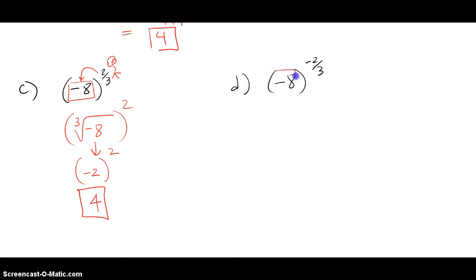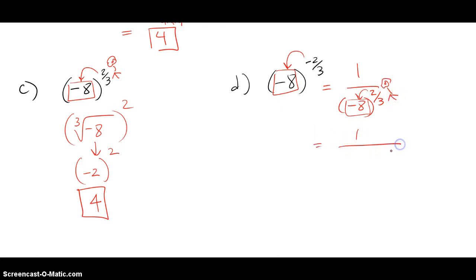Again, part D, the power applies to everybody inside the parentheses. However, I don't like that negative exponent. I would like to take care of that first and deal with the reciprocal. So take care of the negative exponent. Now apply the exponent to everybody with your flower power business.